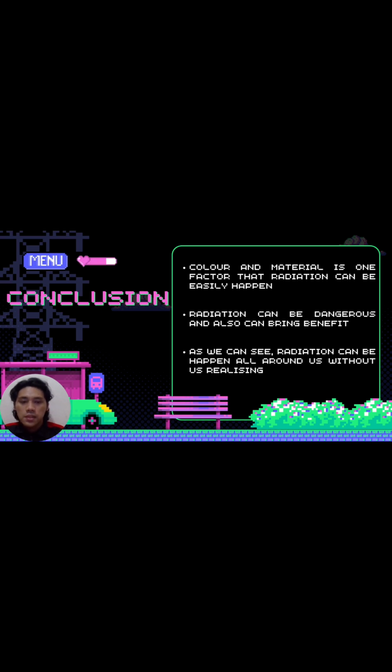And the last one, as we can see, radiation can happen all around us without us realizing. For example, in our home, we actually don't realize that the stove and the gas stove can be one of the experiments for us to do a radiation type. So that's all for me. Thank you.